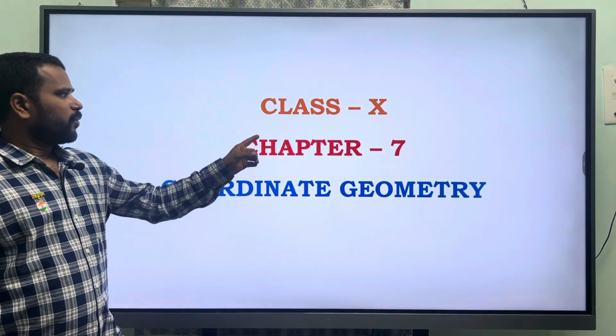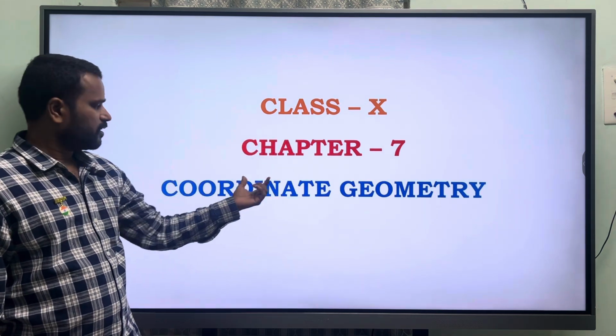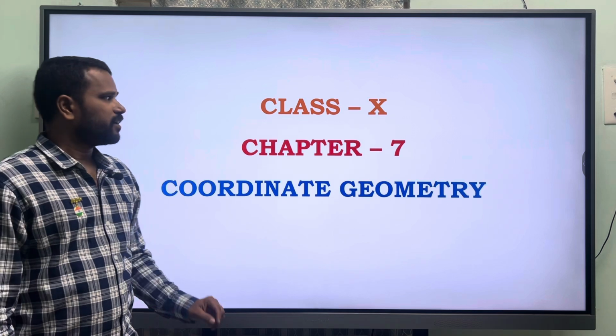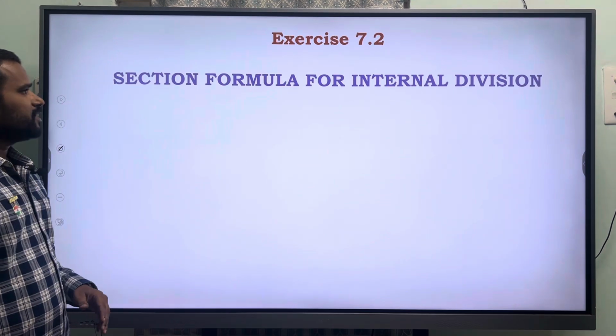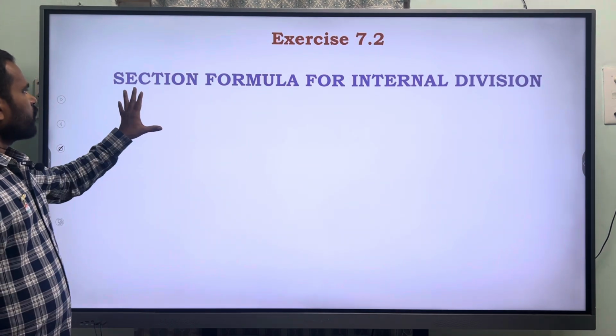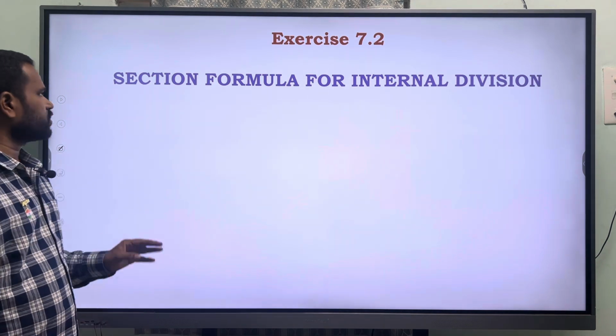Today we are going to discuss the problems from Class 10, Chapter 7, Coordinate Geometry, Exercise 7.2. See, in this exercise, we are going to use this section formula for internal division.